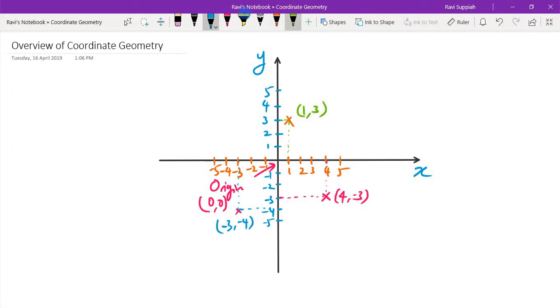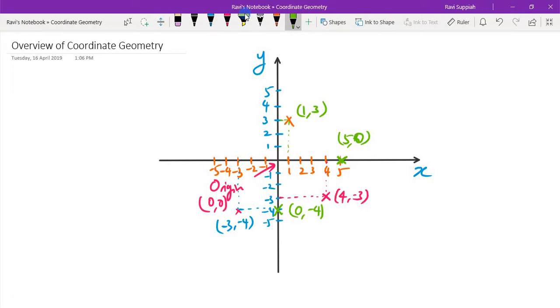You can also have points on the x-axis or y-axis. For example, this point here on the x-axis will be (5, 0), because the x value is 5 and the y value is 0. And if you have a point on the y-axis, for example here, this point will be (0, -4). So that is the basic idea of the xy plane together with the coordinate points.